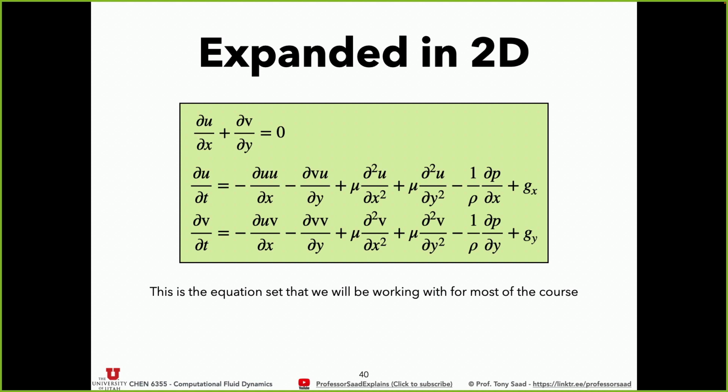X momentum: change in u with respect to time. This is the convective flux. I split it into 2 terms. You have uu and vu. And then the diffusive term, second derivative, so that's the Laplacian of u. Second derivative of u with respect to x, second derivative of u with respect to y. Pressure gradient and gravity. Same thing here. Now, when you look at this, you see some beautiful symmetry. You get uu, vu, uv, and vv, for example, here.